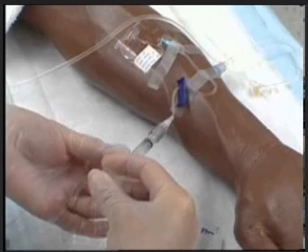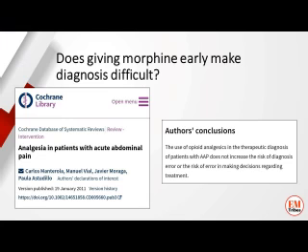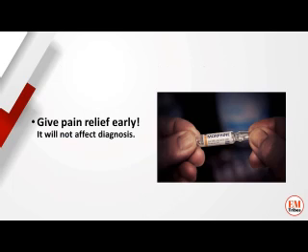So again, this was looked at, and this here is a study, a meta-analysis, so it looked at several studies, and these findings have been consistent with other literature that it is safe to give morphine early, and it will not affect important diagnostic decision making. If the patient is in pain, give them pain relief early. It will not affect diagnosis.